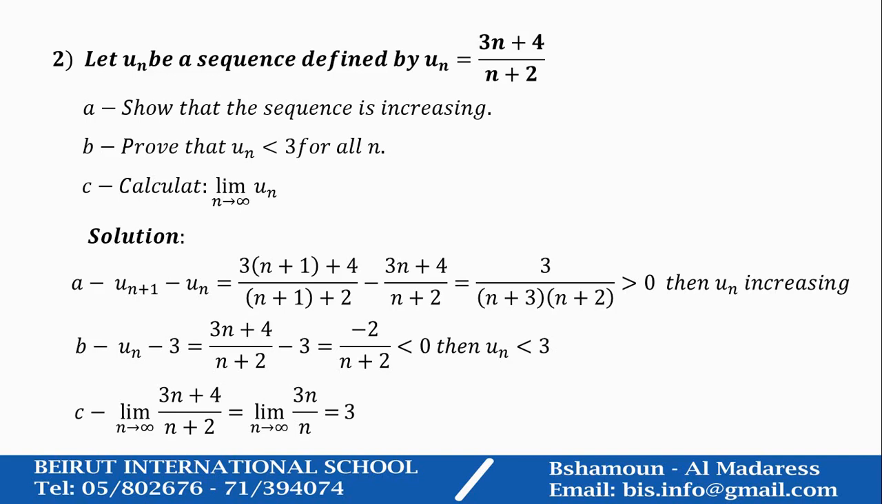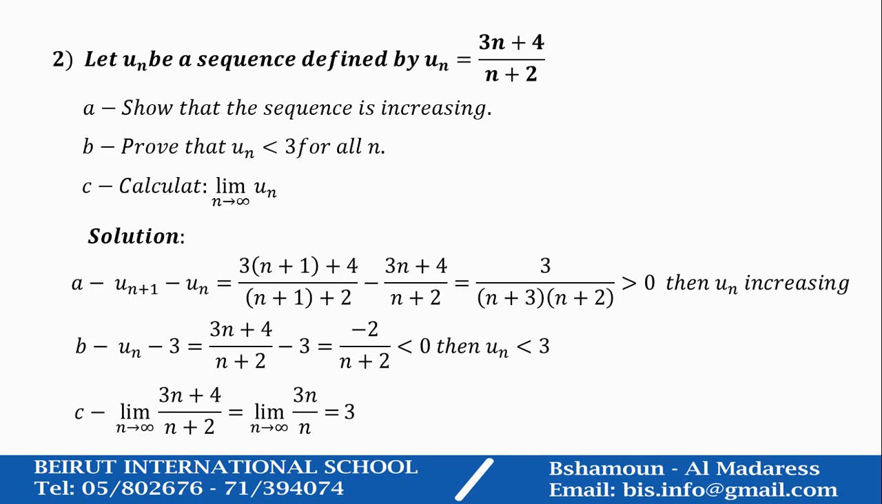Simplify, common denominator, you end up with 3 over n plus 3 into n plus 2. n plus 3 into n plus 2 is positive because n is a natural integer and 3 is positive, so the ratio is positive, which means that the difference is greater than 0. Then we deduce Un is increasing.